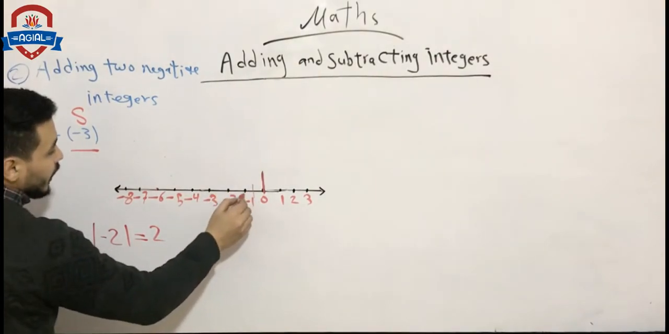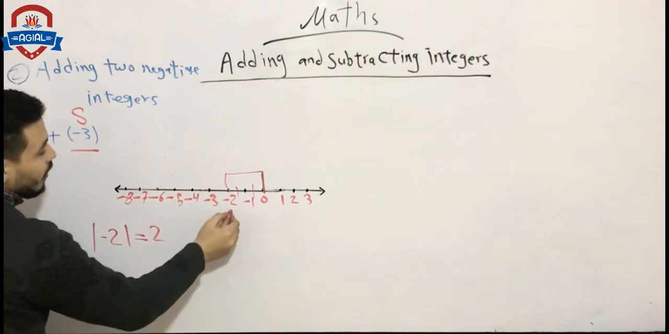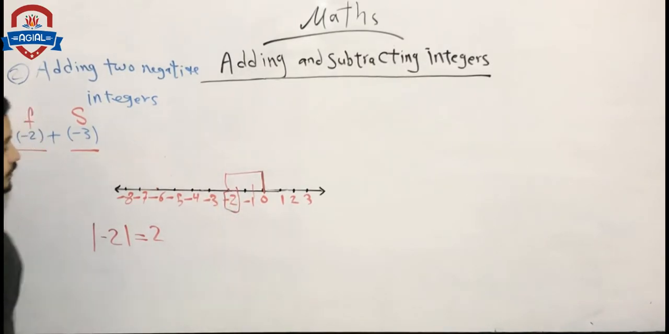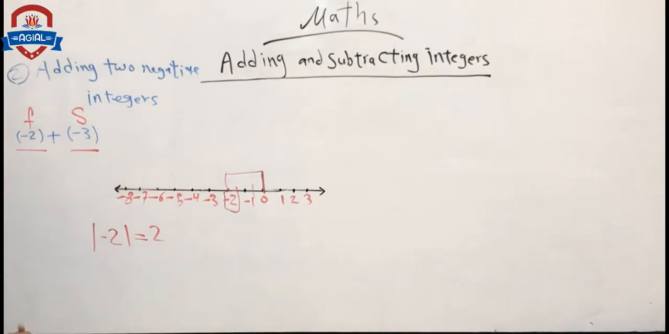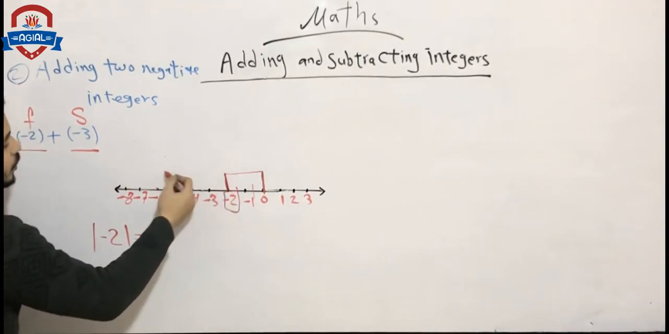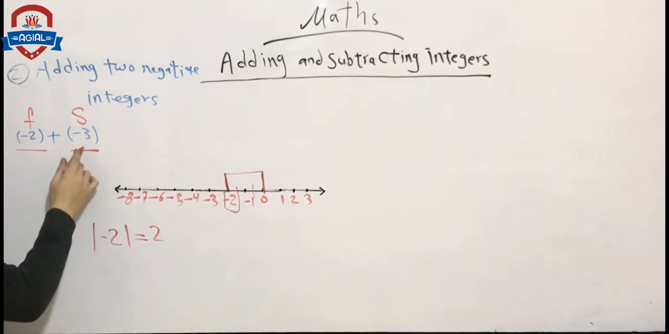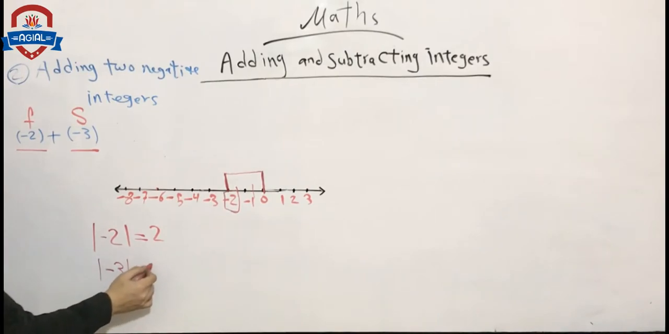We have 1 and 2. So we will stop here. And we have -2. After that, we move to the left because the sign of the second number is negative. So from -2, moving to the left, the absolute value of -3. The absolute value of -3 equals 3.